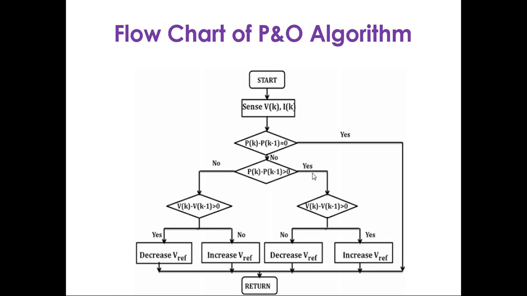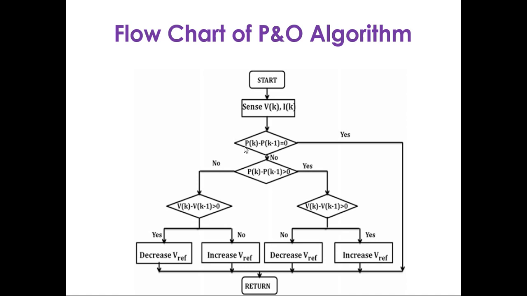If we go back over here, if it is yes, then V k minus 1 greater than 0. If it is yes, then we can decrease the reference. If it is no, then we can increase the reference voltage, and then the algorithm returns to its original state. So this loop will rotate every time the climatic condition changes.